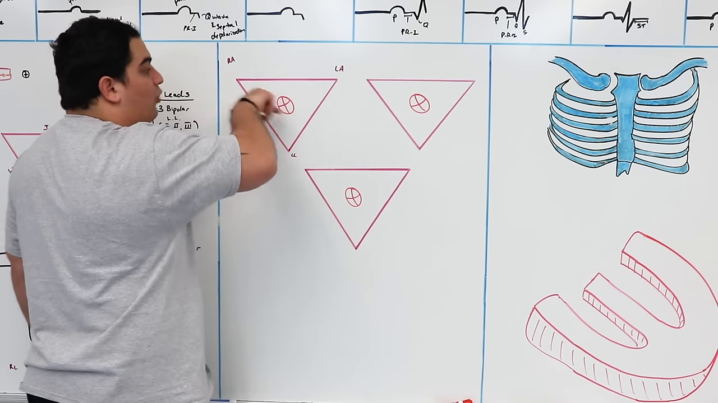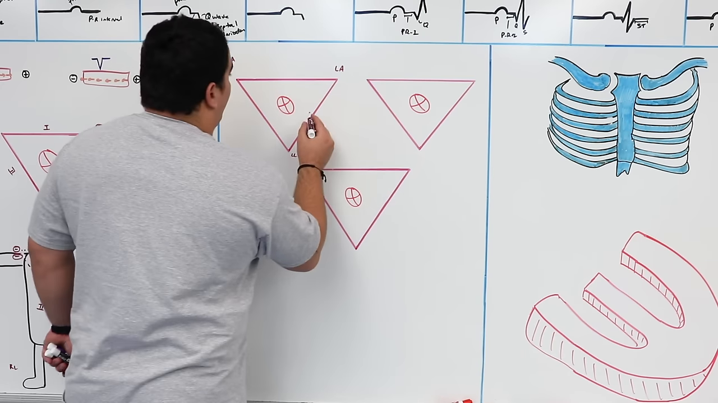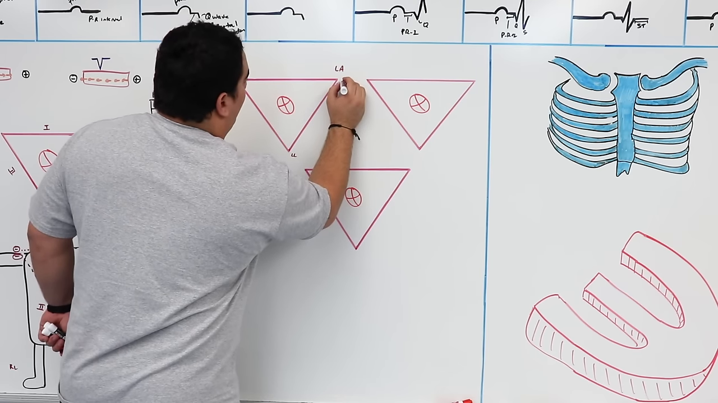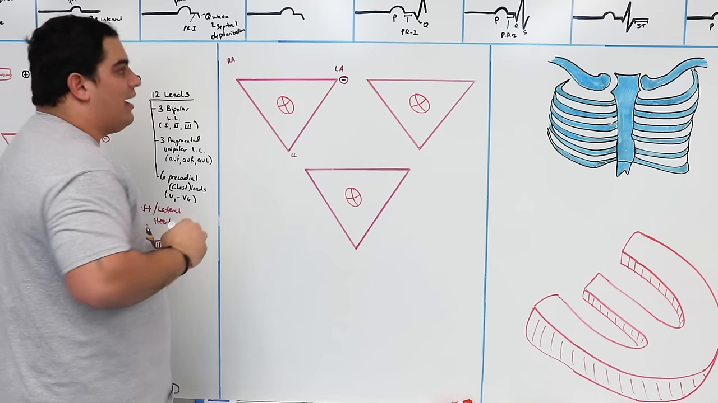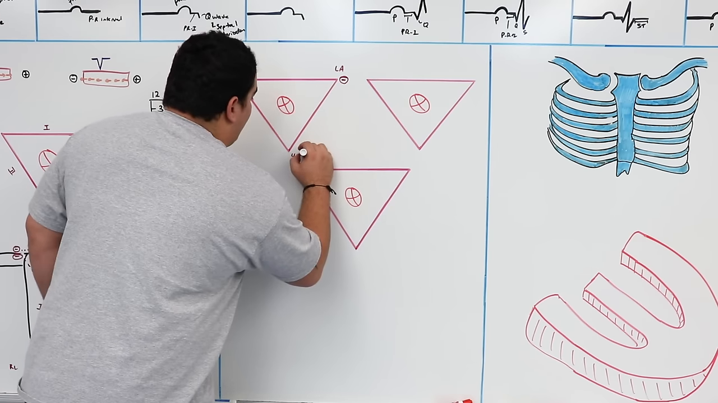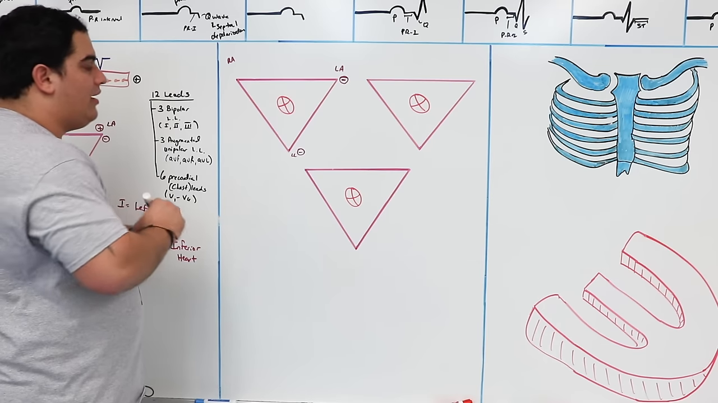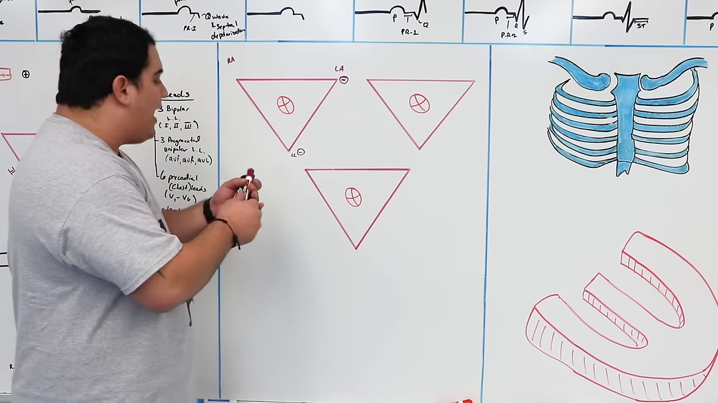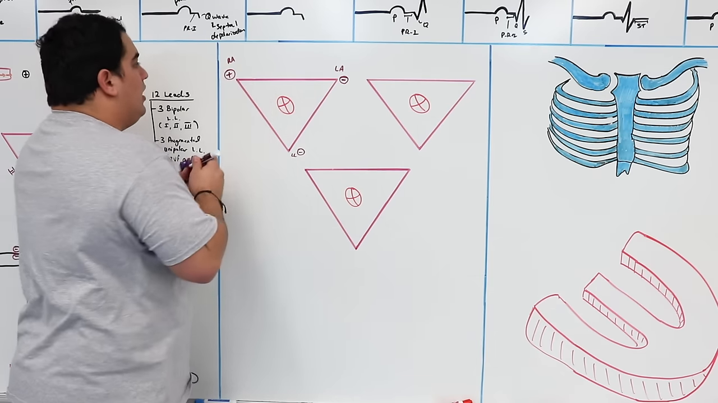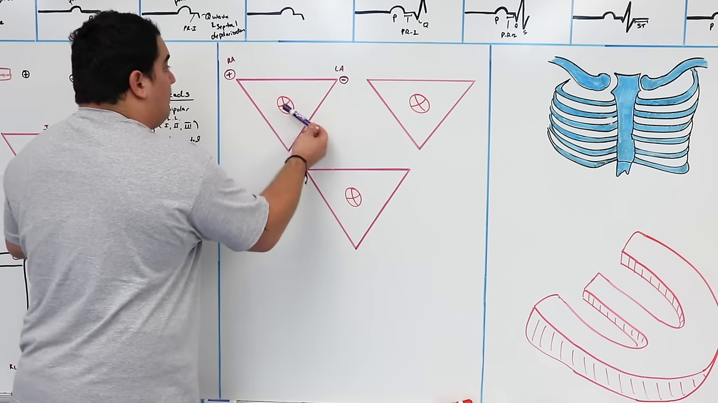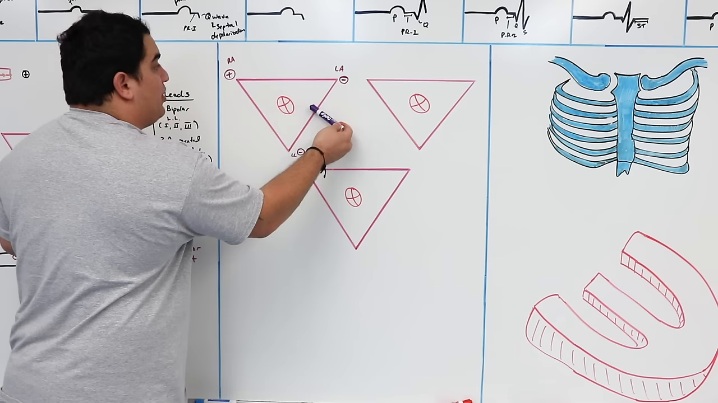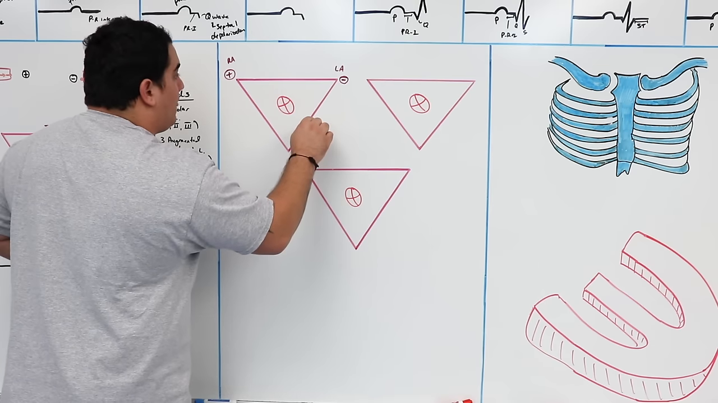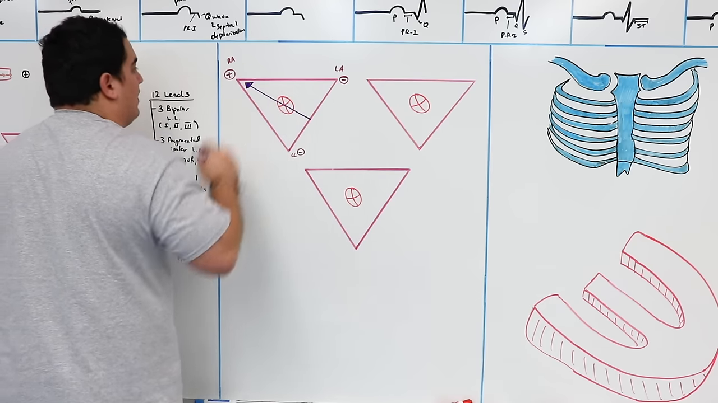Let's say that we want to look at the heart from the right side. So what it'll do is put a negative electrode on the left arm. It then correlates a negative electrode on the left leg. Now, whenever you have negative, negative, this is going to have to be the positive electrode here at the right arm. The direction in which this vector is moving is between the negative electrodes, right? So now which way is it pointing? It's pointing this way, towards the positive electrode.